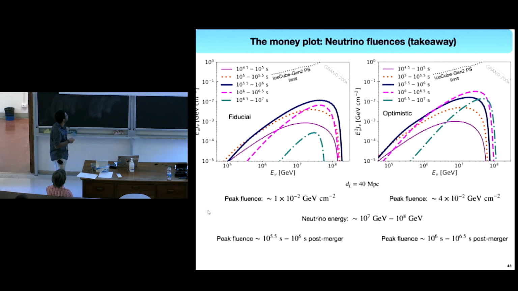One more takeaway message is that you also need to notice when we have the peak in the neutrino spectrum. For the fiducial case, we have the peak around 10^5.5 to 10^6 seconds, which is of order a few days post the merger. In the optimistic case, it's around a few tens of days to a month post the merger. And this information will become important in the later part of my talk.